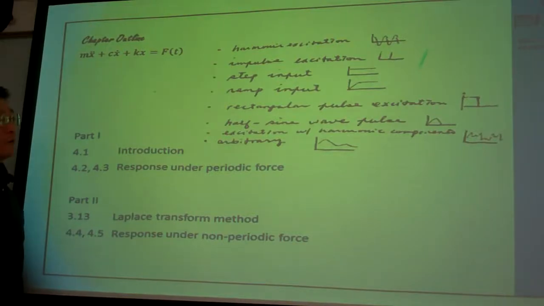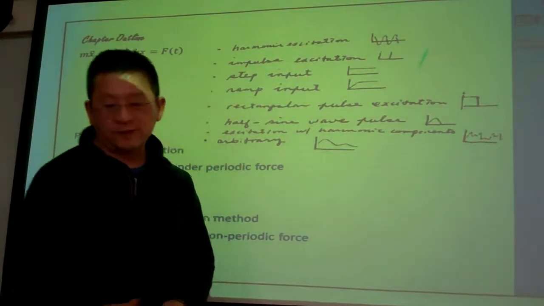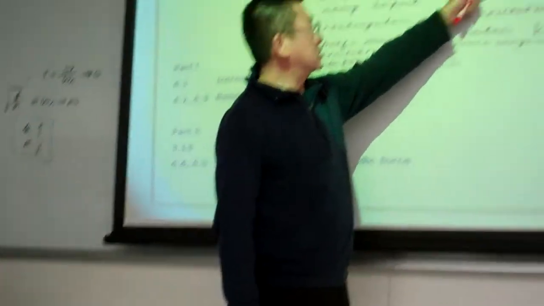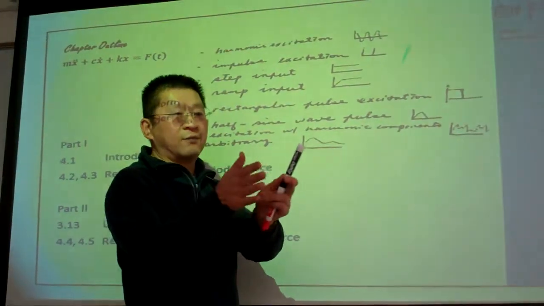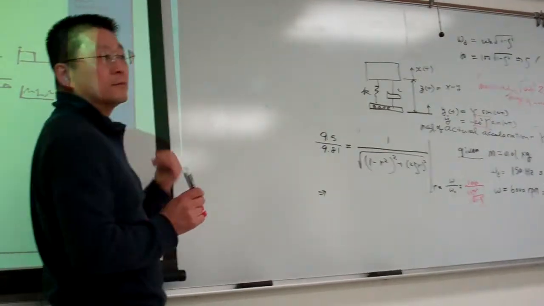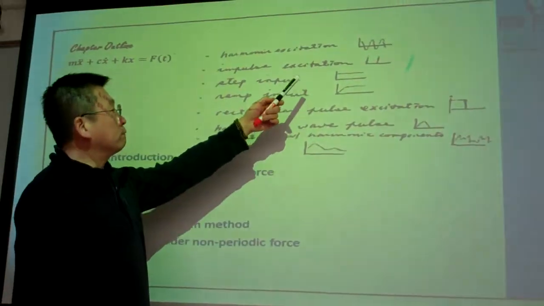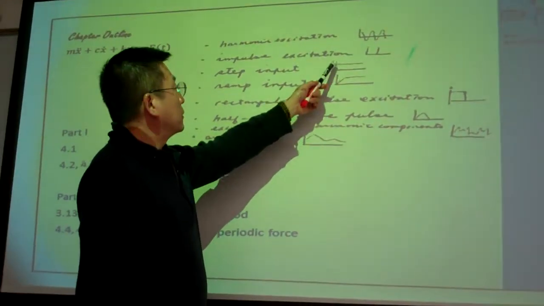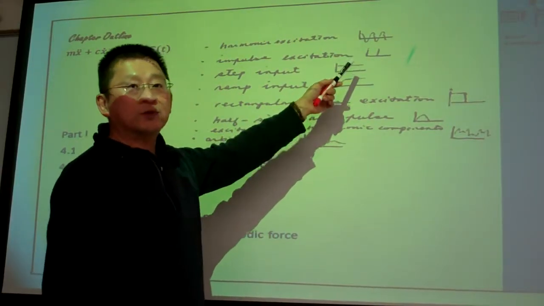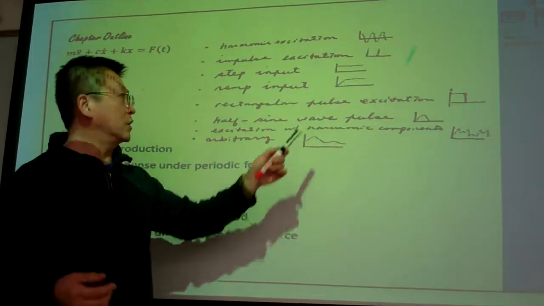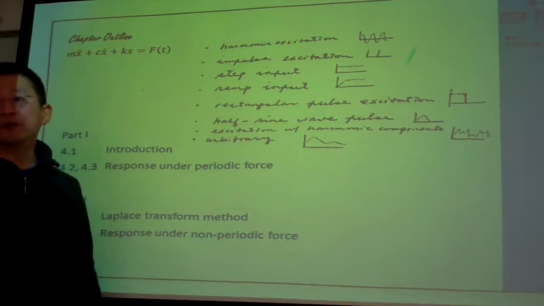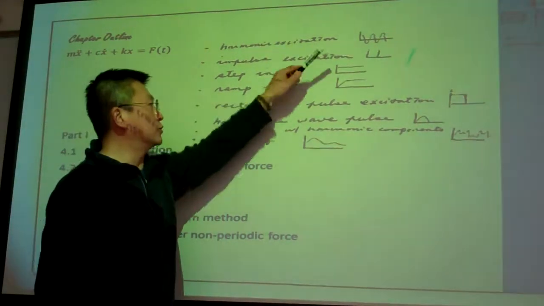and we might have an impulse. Impulse is something like this. We apply the force in a very short amount of time, and we call that an impulse. Or we can call this one the step input. Step input means the magnitude of the force is constant over time. The step can be a unit step or a general step, depending on the magnitude.